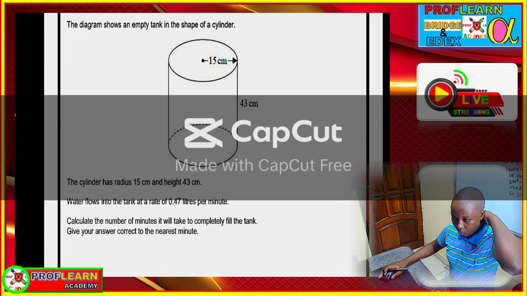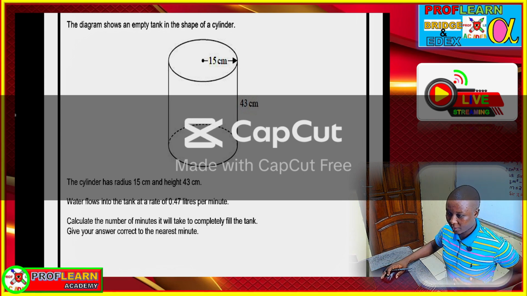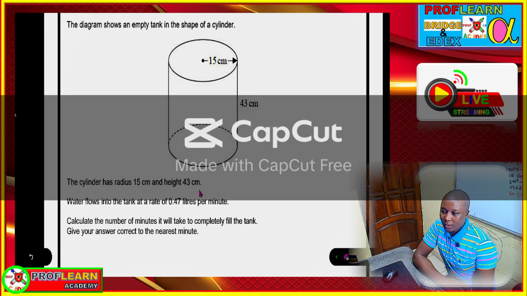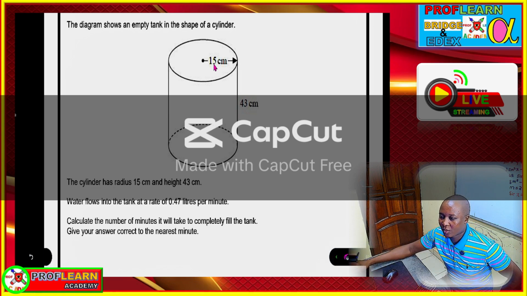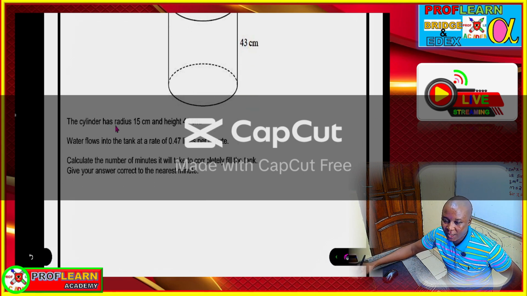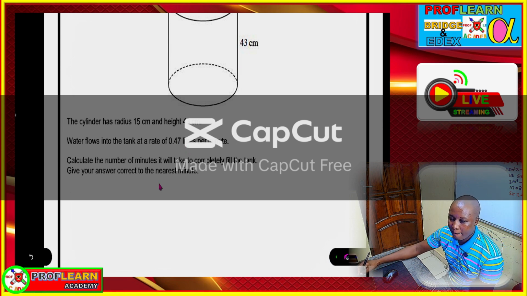All right, so we are moving to question number 23. Question number 23 says, the diagram shows an empty tank in the shape of a cylinder, and we see the cylinder here has a radius of 15 centimeters and a height of 43 centimeters. Water flows into the tank at the rate of this per minute. So we are going to calculate the number of minutes it will take to completely fill the tank.